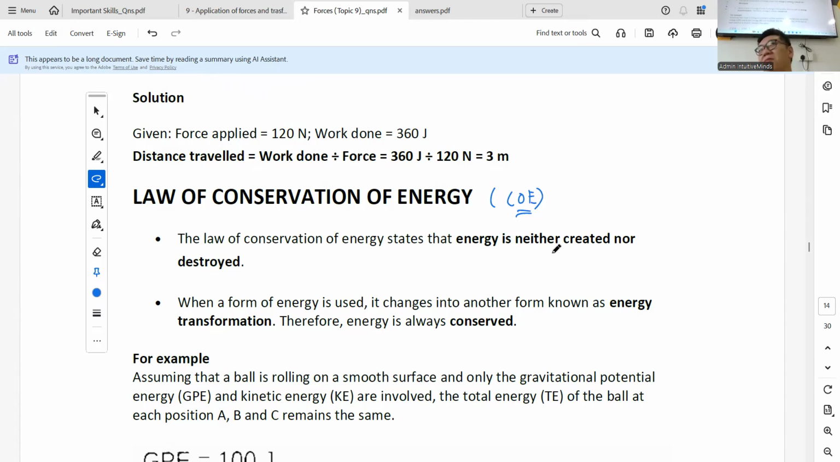They should teach that in primary school. So the law of conservation of energy states that energy cannot be created nor destroyed. Does it sound familiar? When it's used, it changes from one form to another through energy transformation. So you may hear something like GPE to KE, that kind of thing, comes from here, lah.